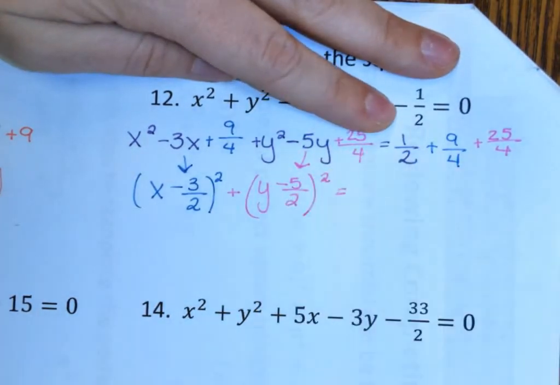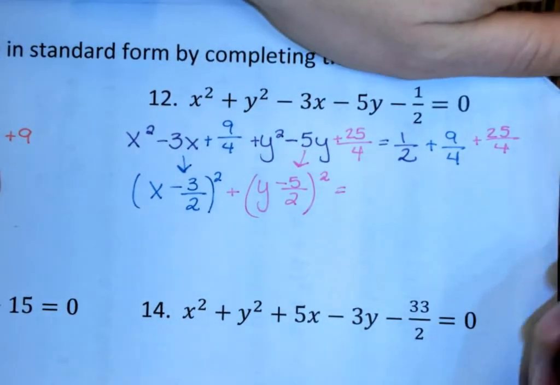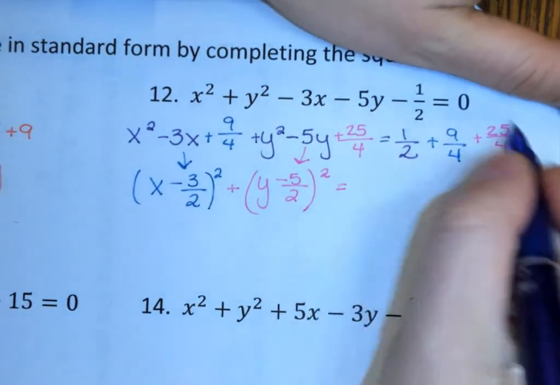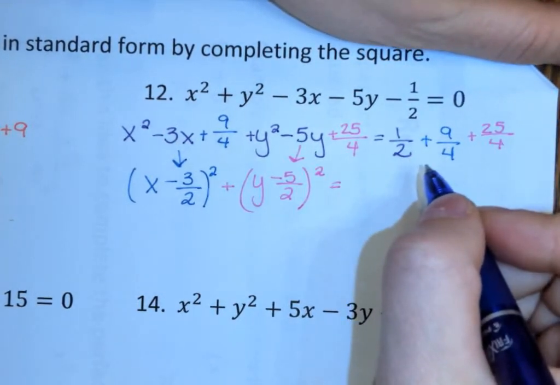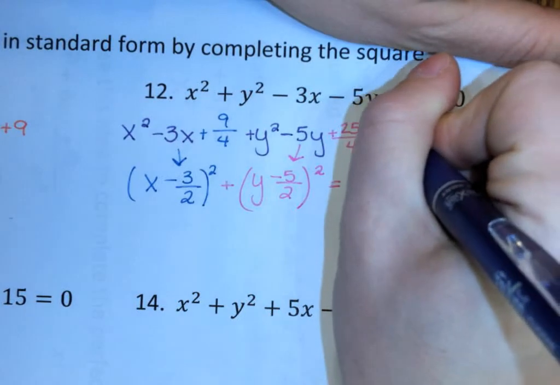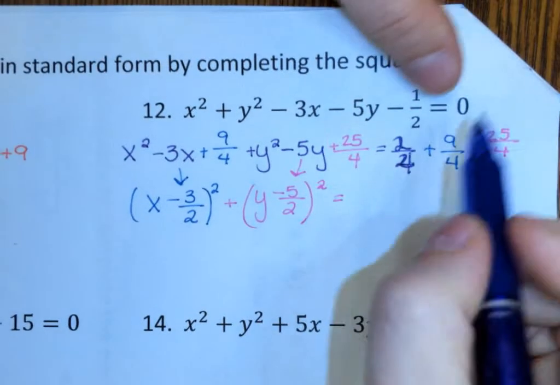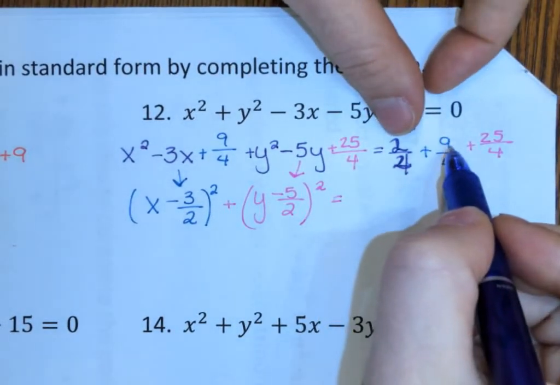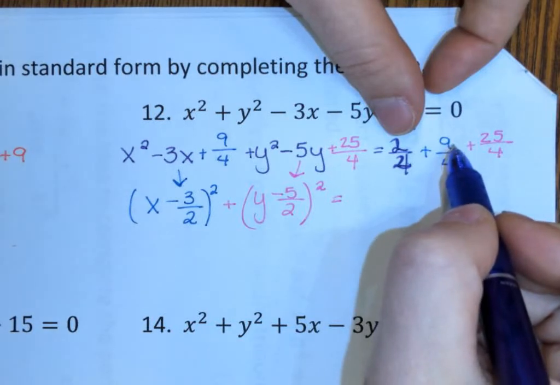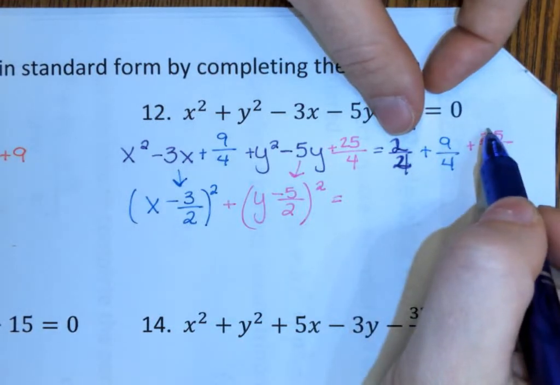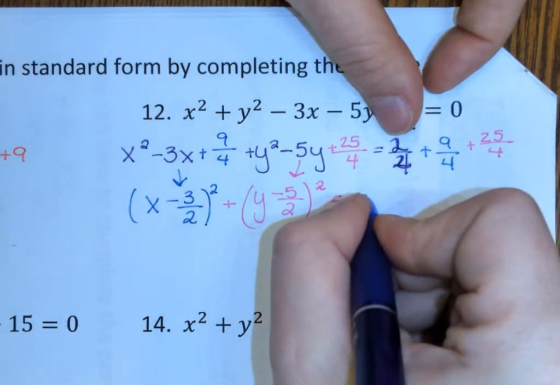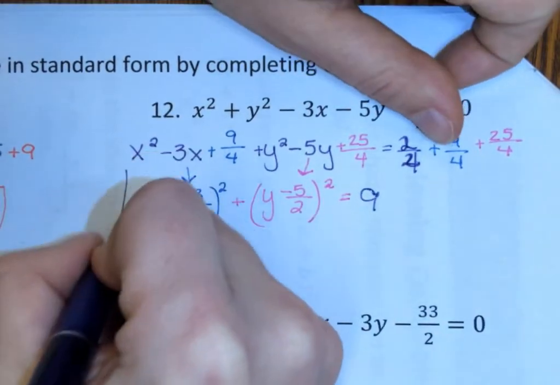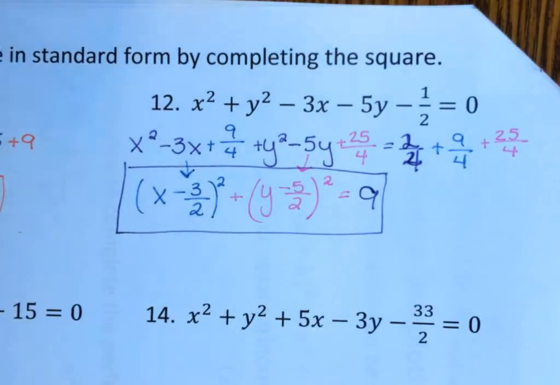And the only thing I need to do in order to finish this is I need to say what these all add up to. But they don't have a common denominator, so what do I need to change? 1/2 is now 2/4. So 2 plus 9 is 11 plus 25. And what is 36 over 4? What is 36 over 4? 9. There's your answer.